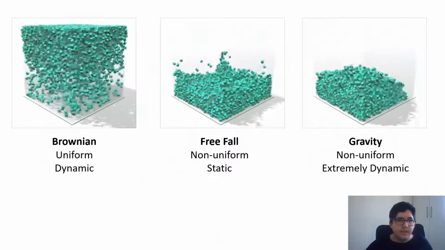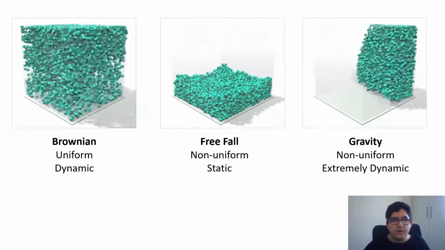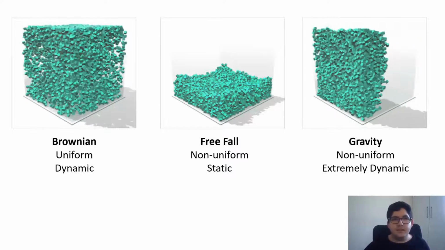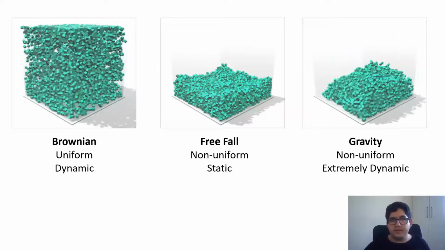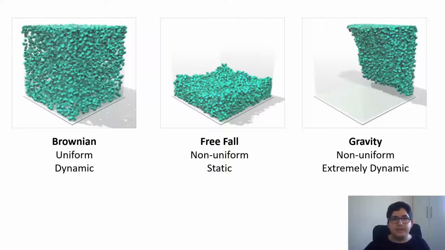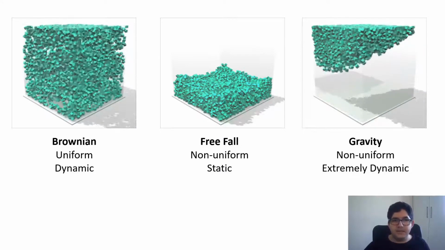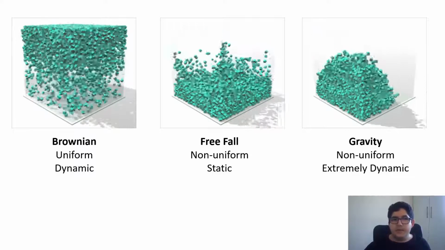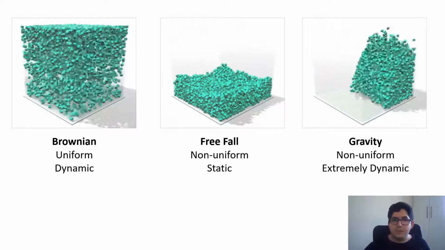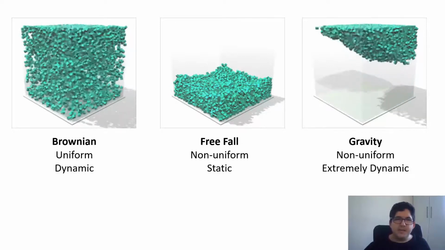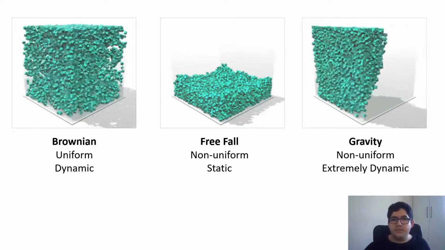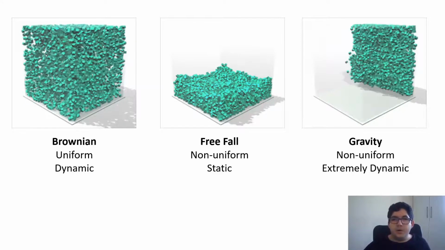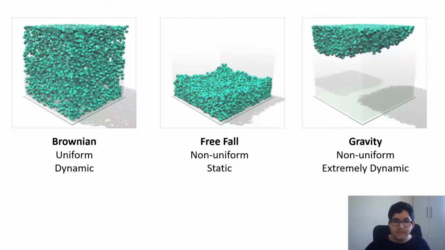Here are the three main themes of Broadmark. Brownian, which is kind of the de facto standard testing scenario, which basically every paper has something analogous to, a uniform and dynamic scene. Freefall, which is a very static scene with objects lying on the ground, which is also really common, and Gravity, which is an extremely dynamic scenario and was designed to force a large number of collisions. So it's really pushing the algorithms to their maximum.